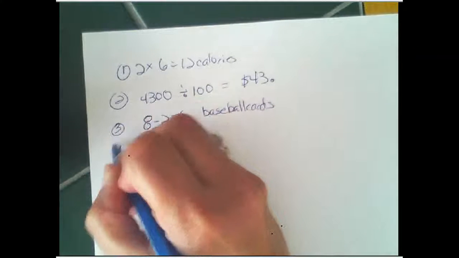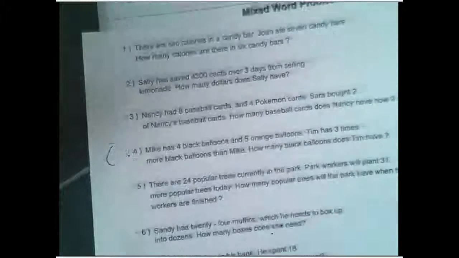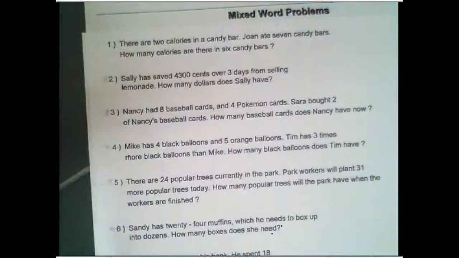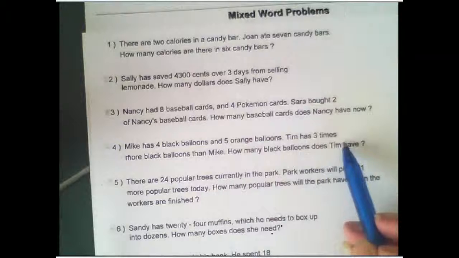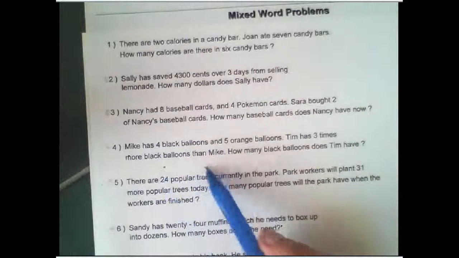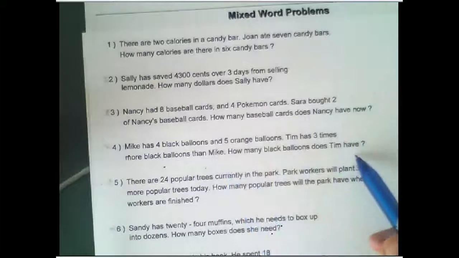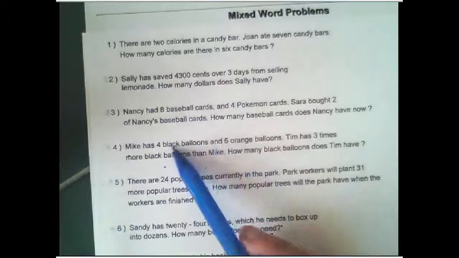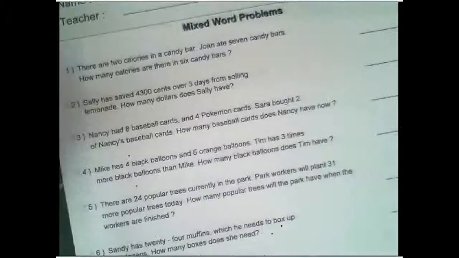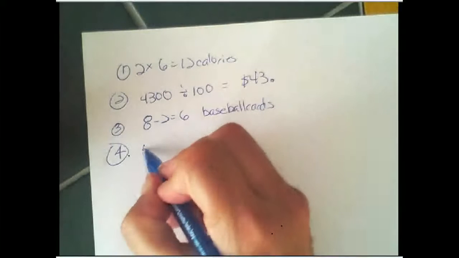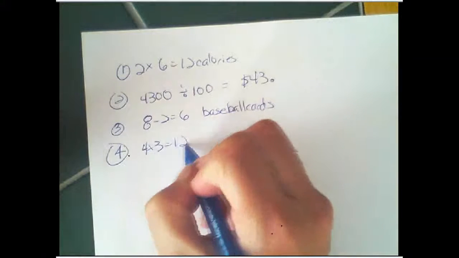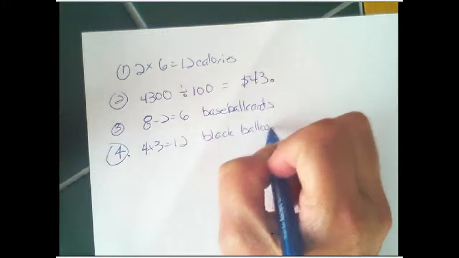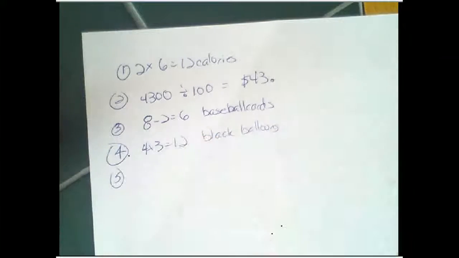baseball cards. Problem 4. Mike has 4 black balloons and 5 orange balloons. Tim has 3 times more black balloons than Mike. How many black balloons does Tim have? We don't care about the orange balloons. We know Mike had 4. Tim has 3 times more, so we're going to say 4 times 3 equals 12 black balloons. Problem number 5.